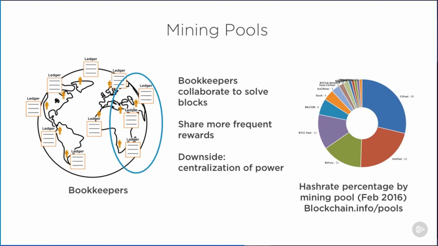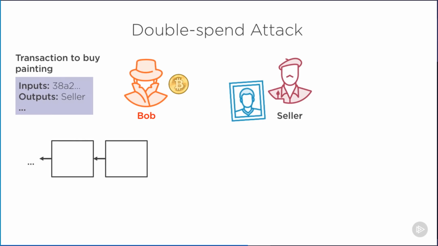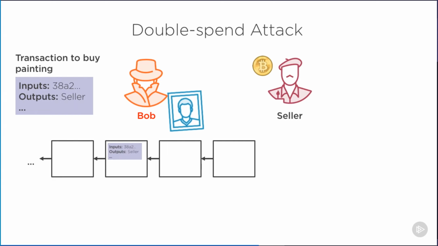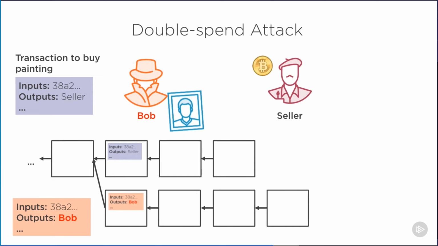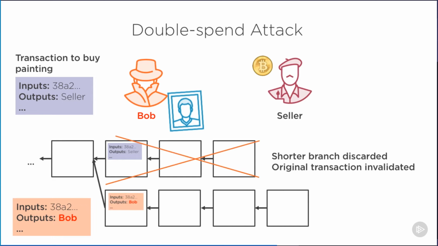Suppose Bob spends a large amount of money for a rare painting, and that the seller delivers that painting after 3 confirmations. Now, if Bob can present a new longer chain in which that original transaction's output goes back to Bob instead of the seller, the bookkeeper network will switch to that chain and consider the original transaction invalid.